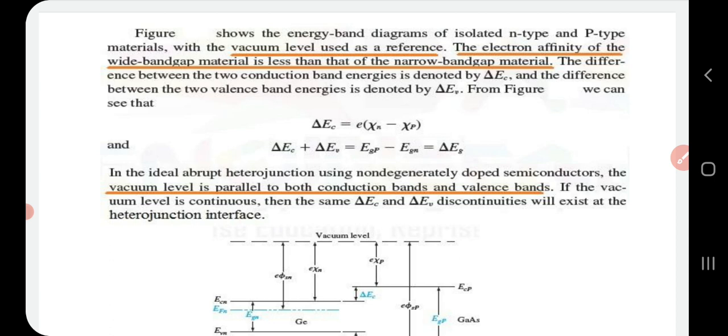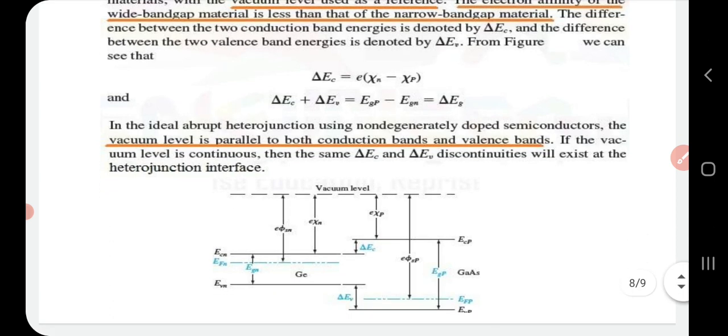This difference between the two conduction band energies is denoted as delta EC, and the difference between the two valence band energies is denoted as delta EV. So from the figure you can see that delta EC is equal to q times (chi n minus chi p). Chi is the electron affinity, and delta EC plus delta EV, their sum, will be equal to the energy band gap of the p-type semiconductor minus the energy band gap of the n-type semiconductor, which is denoted as delta Eg.